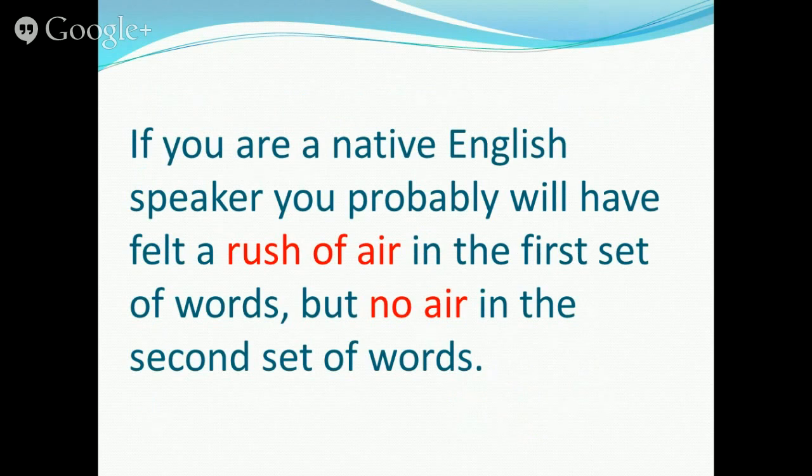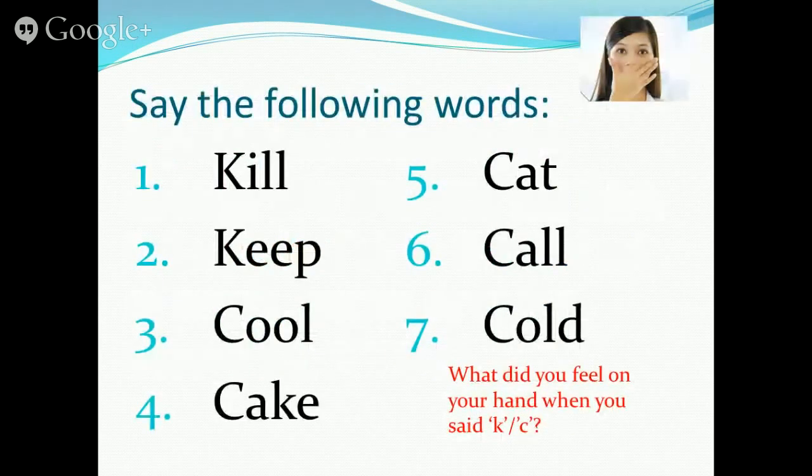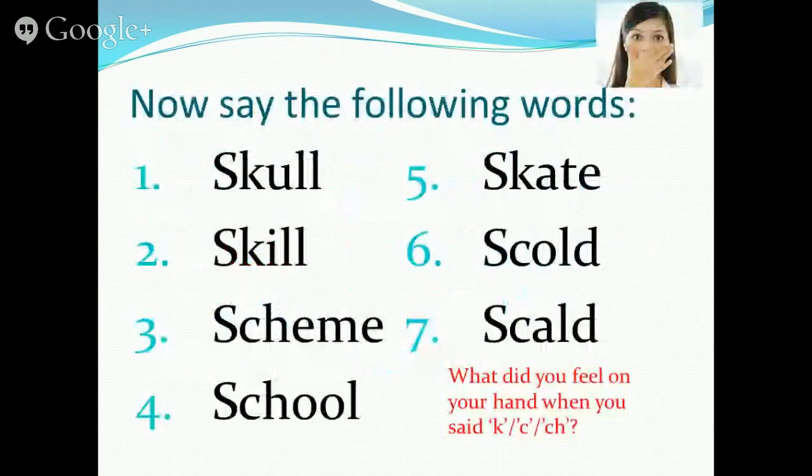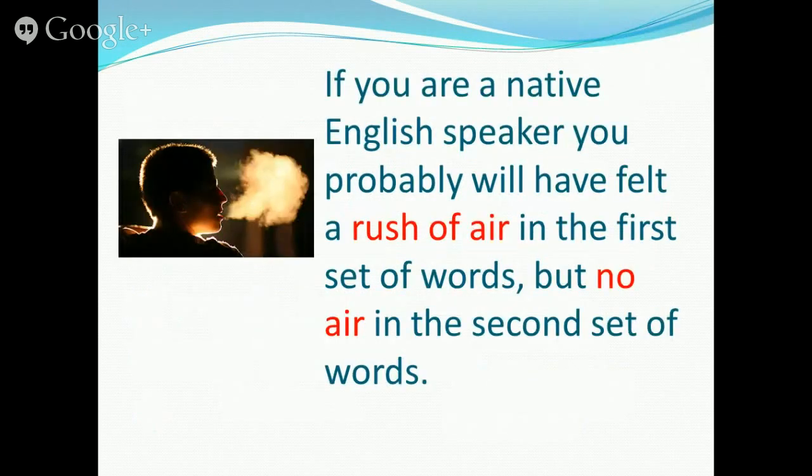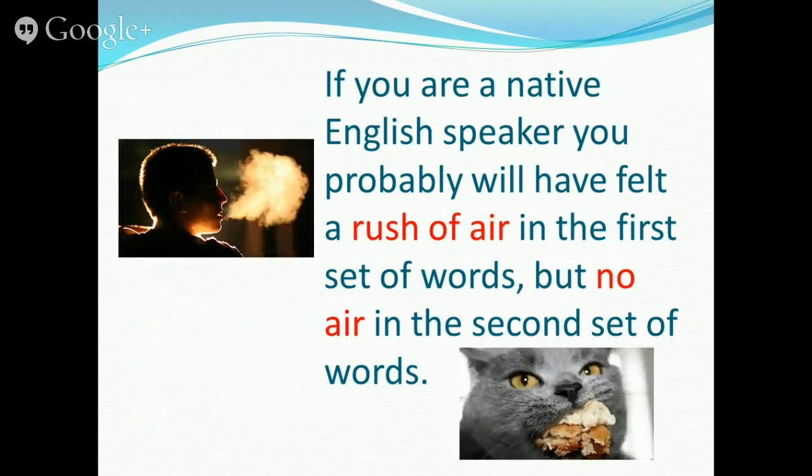Now, if you're a native English speaker, you should have felt a rush of air on the first set of words. Kill, keep, cool, cake, cat. You should have felt a big rush of air on your hand when you said K and C at the beginning of these words. Whereas in this set of words, for the K and C after the S, you should have felt no air or very, very little air. Right? So, rush of air, no air.